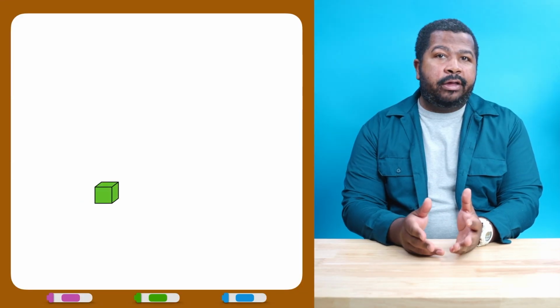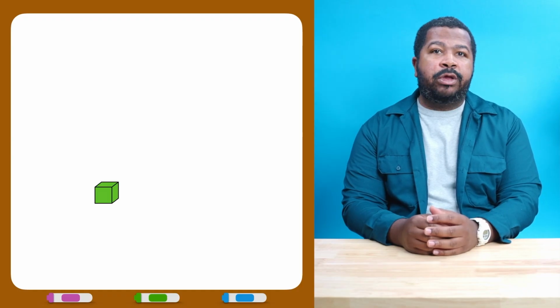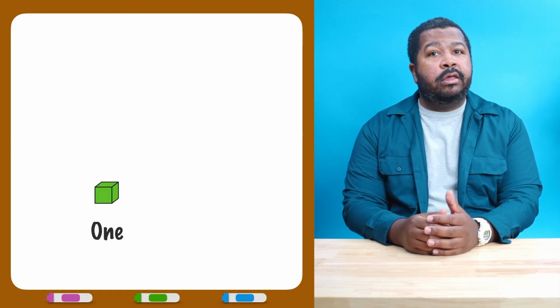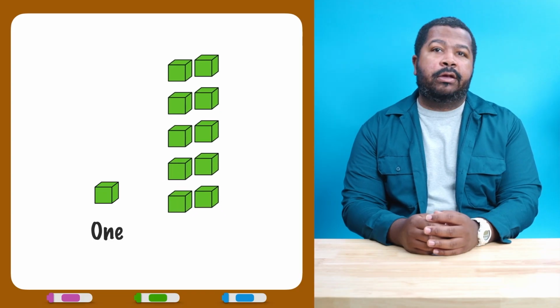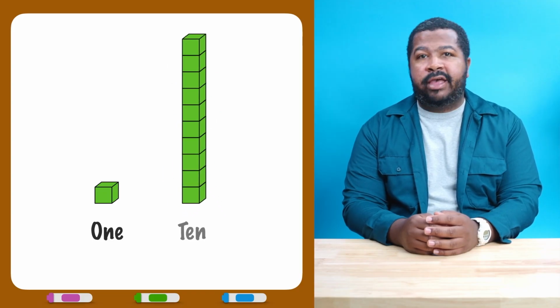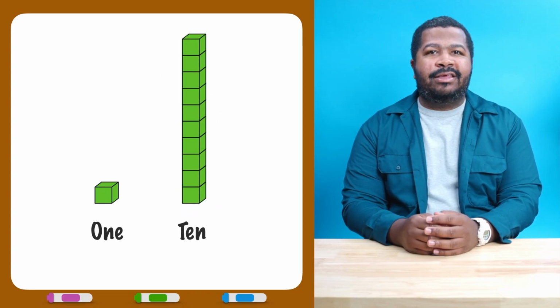Here's one block. When we see one block, we know we have 1, 1. If we have 10 blocks, we can group them together. 10 blocks equals 10. We can use models like these to add.